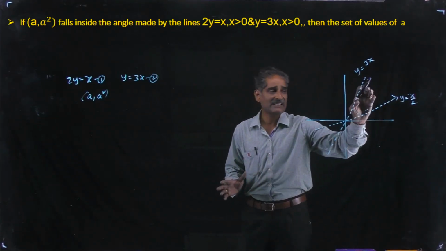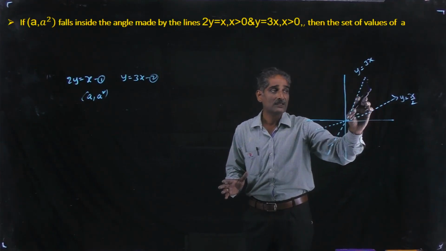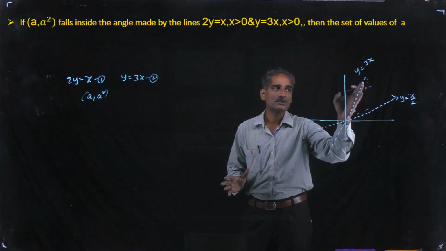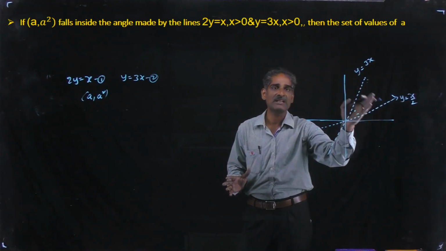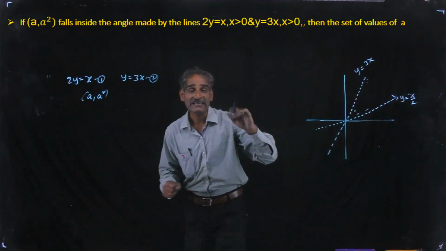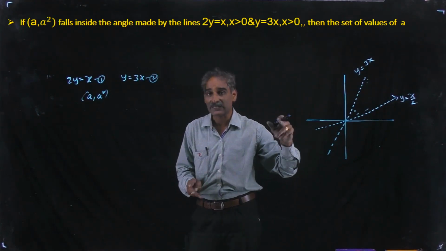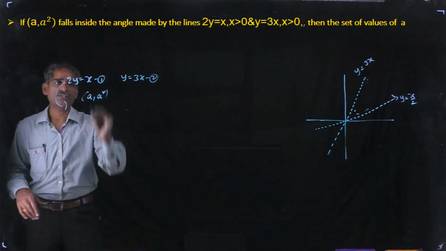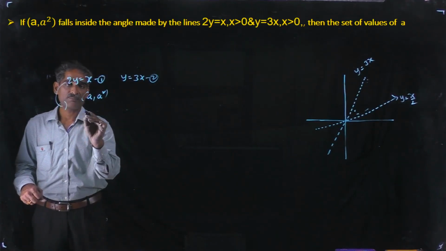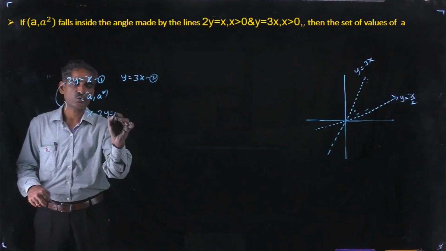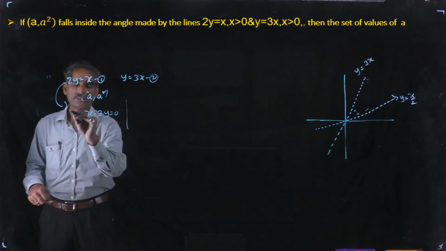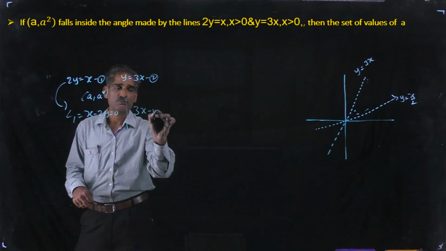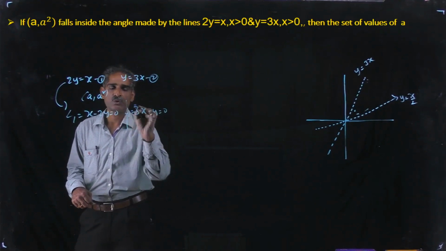If a point lies in this area, it lies on opposite sides of the lines. For this line, the right side, for this line, the left side. So we have to apply L1 greater than 0, L2 less than 0, like that. Okay, so let us rewrite equation 1. The first becomes x minus 2y equal to 0, and let us take this equal to L1. And the other equation becomes 3x minus y equal to 0. Let us take this equal to L2.